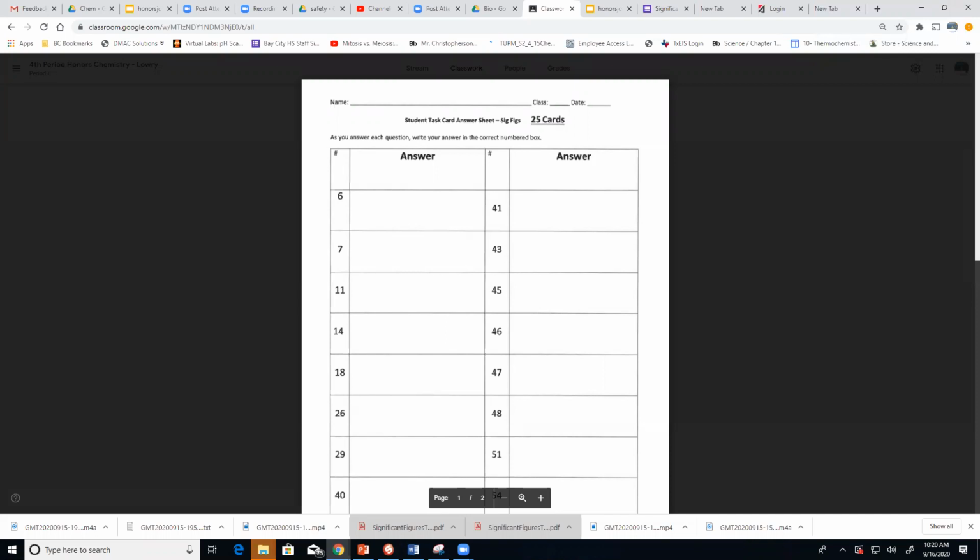All right, so just be sure that you finish your task cards up and do your exit ticket, and we'll quiz over this on Friday.